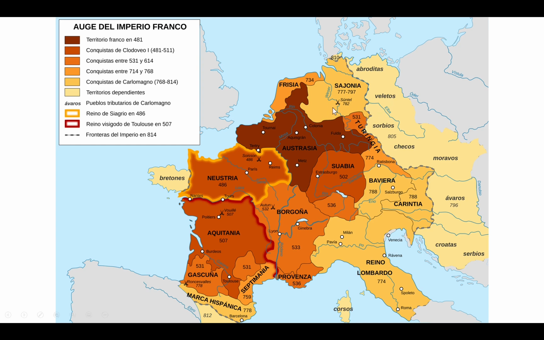So one of the most important conquests was Saxony, the land of the Saxons, here in the north of Europe. Today this territory is called Sajonia in Germany. And he was fighting the Saxons for many years, for around 20 years. And eventually they converted to Christianity, so that was the way they surrendered.